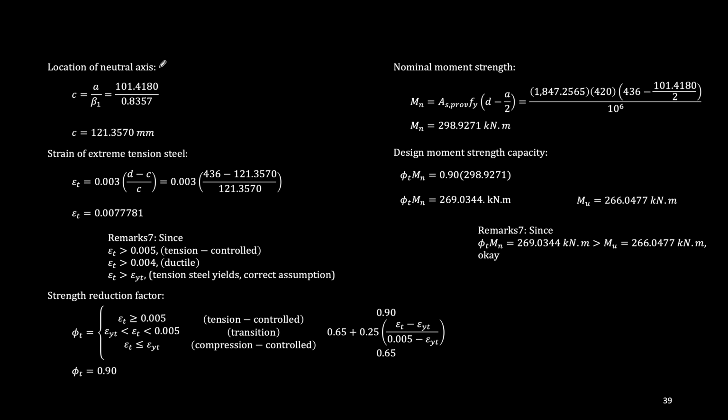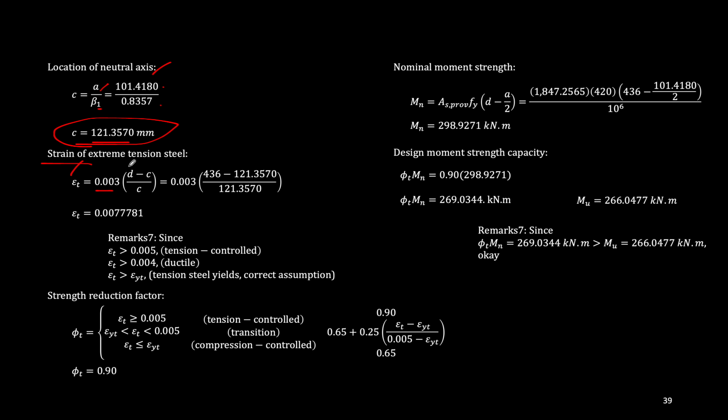After that is to determine naman the location of the neutral axis. So A lang divided by beta. So 101.418 divided by 0.8357. Yung calculated na value ng location of neutral axis C is equivalent to 121.3570. Then we're going to substitute this sa pag-solve naman ng ating strain ng ating extreme tension steel.